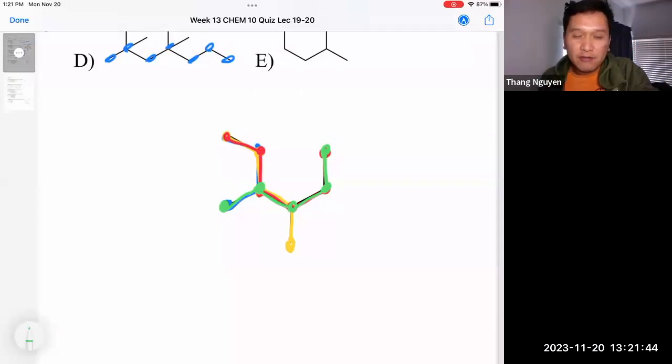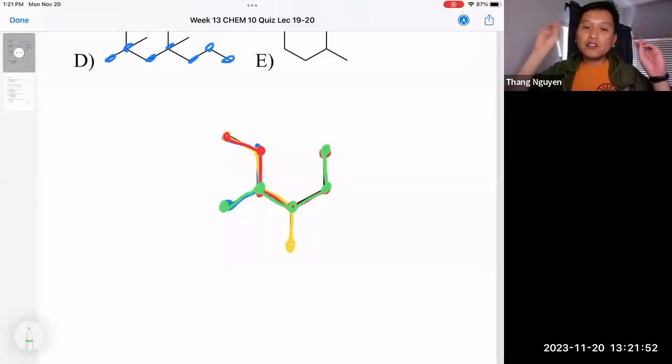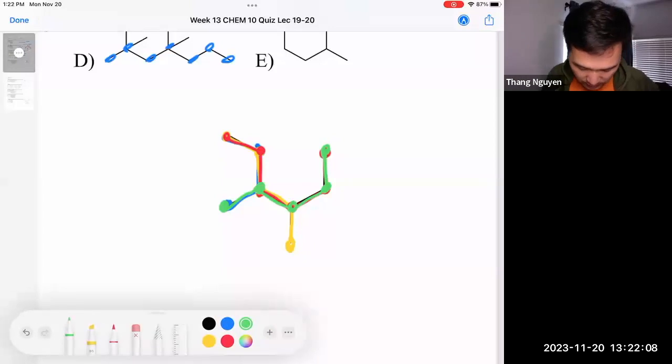All right, what's after finding the longest chain? Every chain has 2 ends, the beginning and the end. So you have to figure out what is your beginning. And how do you choose what is your beginning? Your beginning is the end of the path where you see the substituent, the branching off, the earliest. Okay, so let's go there.